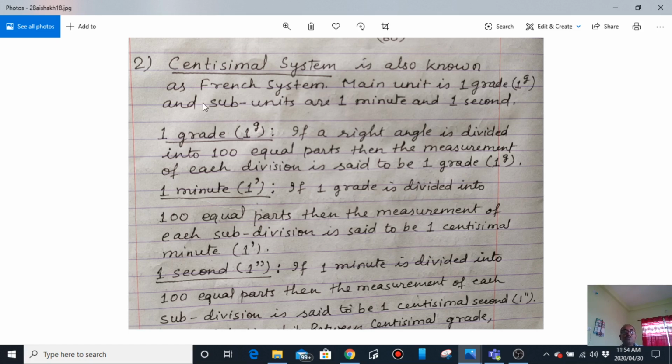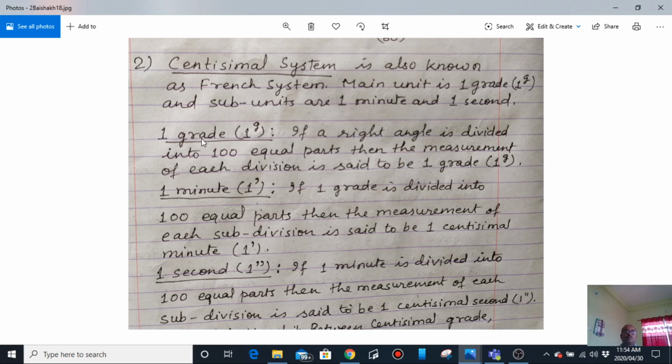Centesimal system is also known as French system because this system has originated from France. Main unit is 1 grade. This is how to write. And sub units are 1 minute and 1 second. You know, here also there is minute and second, but this is centesimal minute and centesimal second. So you have to keep in mind, context is different. That minute and second was sexagesimal. This minute and second is in centesimal system.